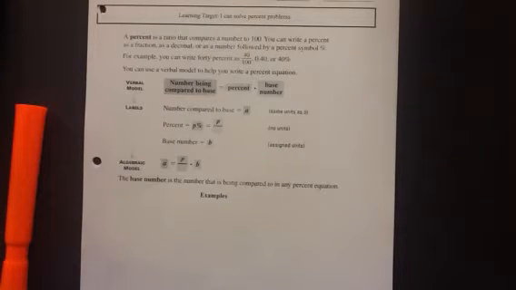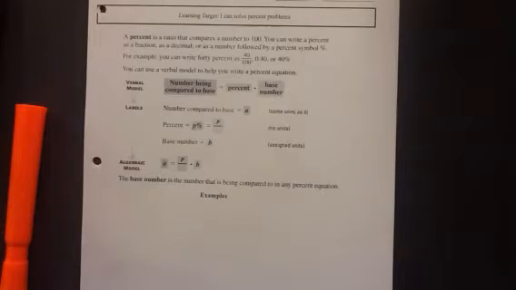Just reading off what we have here. A percent is a ratio that compares a number to 100. We can write a percent as a fraction, as a decimal, or as a number followed by a percent symbol. For example, if we wanted to write 40%, we would write that as 40 over 100, 0.4, or 40%.